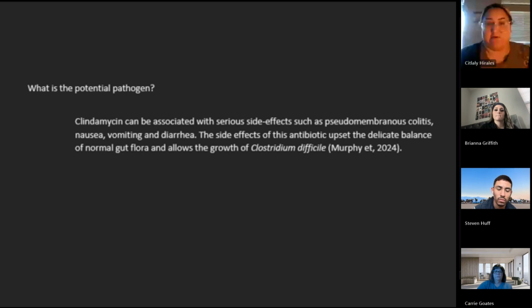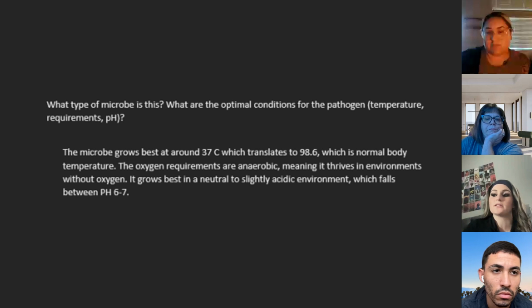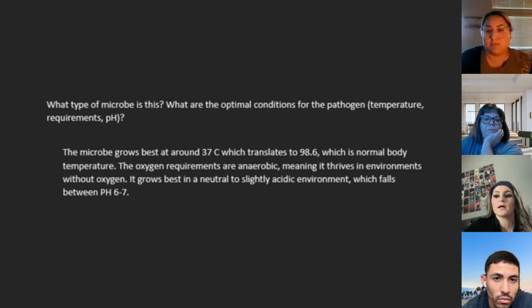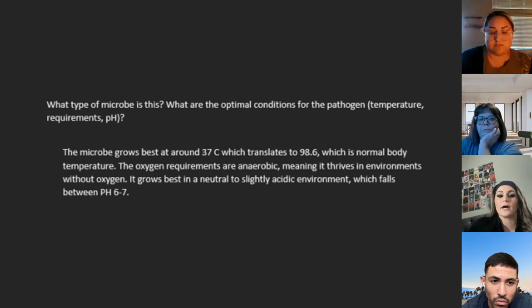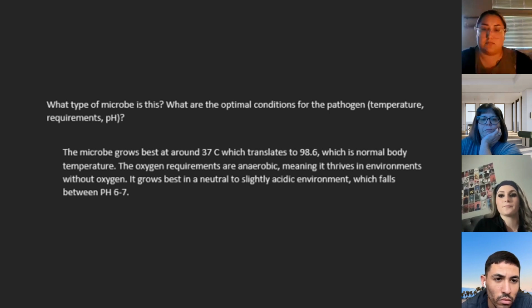The type of microbe is a gram-positive, spore-forming bacteria, and its optimal temperature is 37 degrees Celsius, which is 98.6 degrees Fahrenheit, normal body temperature. The oxygen requirement is that it's anaerobic, which means it thrives in environments without oxygen. And the pH is typically between 6 and 7.